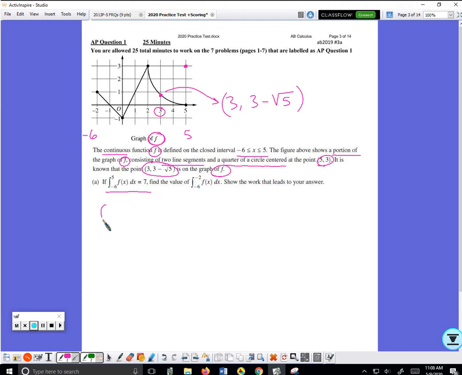write that down, because that's a little confusing since they start at -6. That integral is equal to 7. We're supposed to find this integral, which basically says we have to figure out what the integral is for this space we can't see.